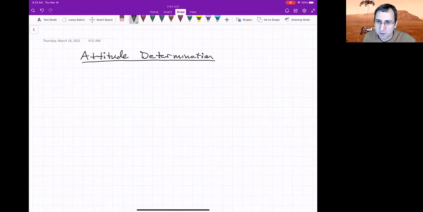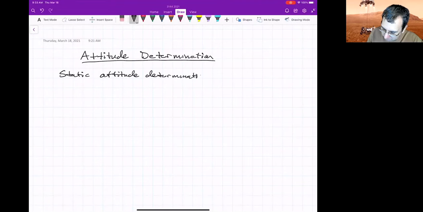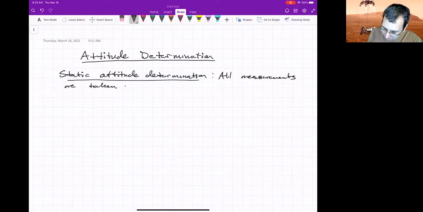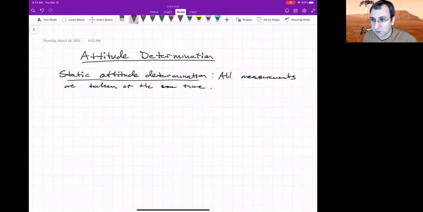You could break this up into two areas. The first one we'll call static attitude determination. Static means that all the measurements are taken at the same time. We'll get to what these measurements are, but a measurement could be: where's the sun? What's the magnetic field? Where's the horizon? Where are particular stars? These are all based on sensors on board the craft that are fixed in the body fixed frame.